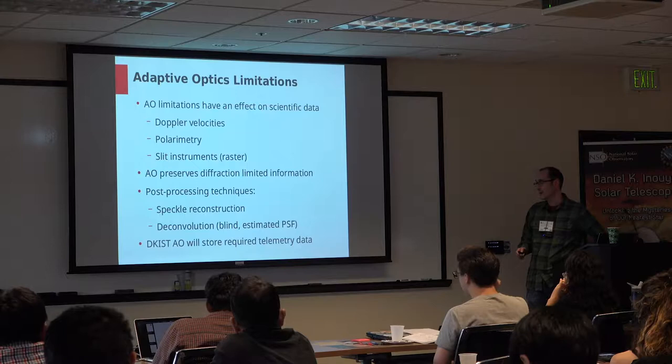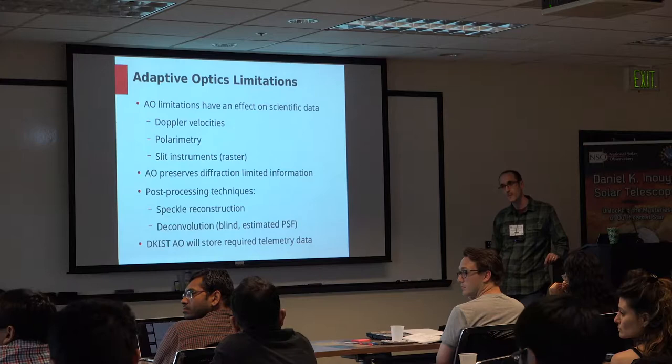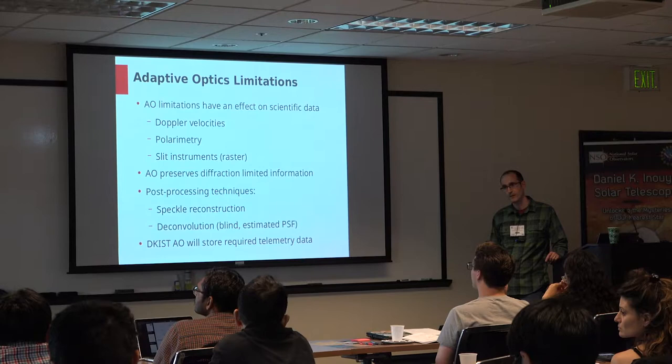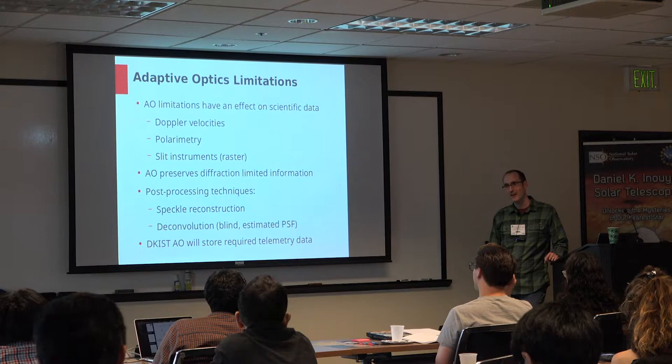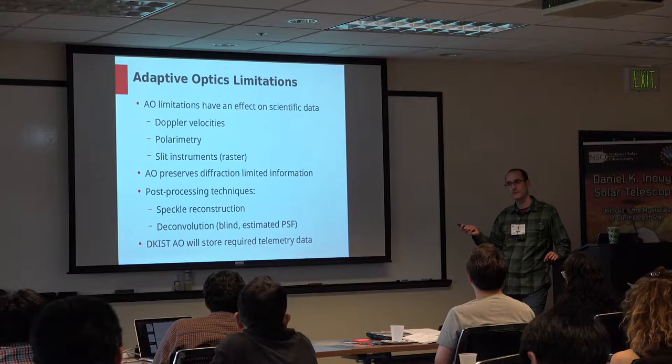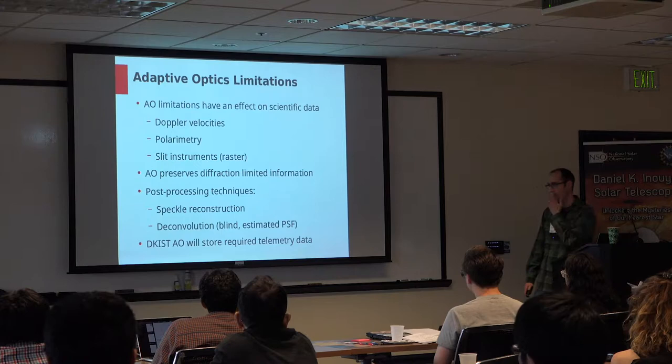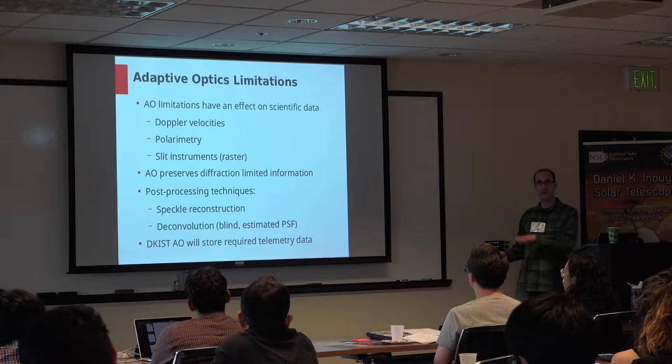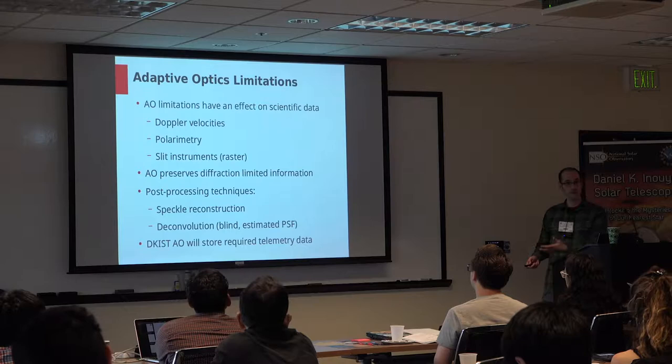Is it possible to use deconvolution to recover information beyond the diffraction limit, like to deconvolve the diffraction pattern itself? I mean, there are people who call that super resolution, right? In this case, I'd say no, because they play tricks with it. They basically shift the pixel halfway the other way. So I'd say no in these astronomical applications. You cannot get anything for free. But the DKIST system is designed to store all the information required so these post-processing techniques can be applied once the data is taken.